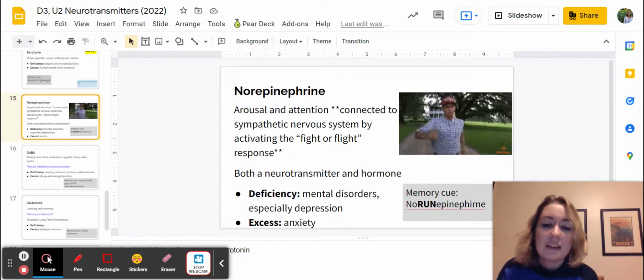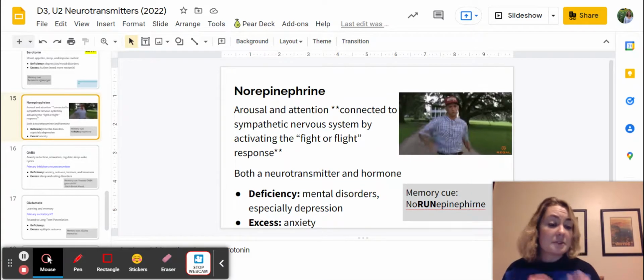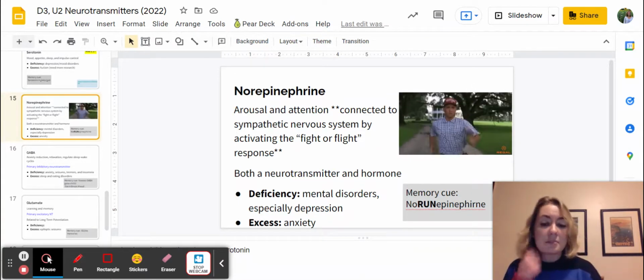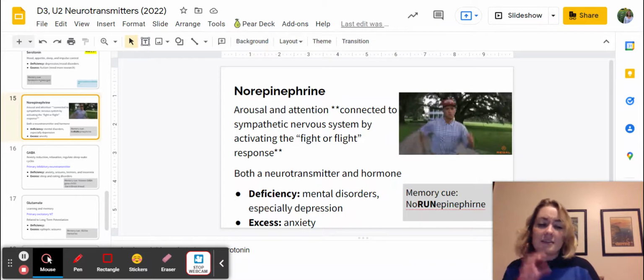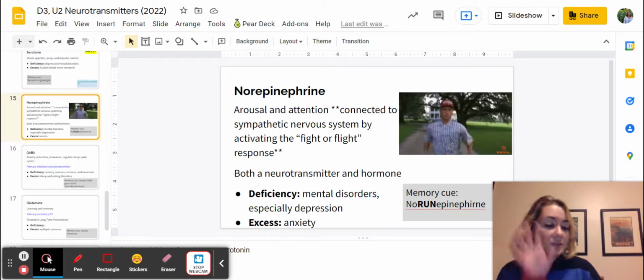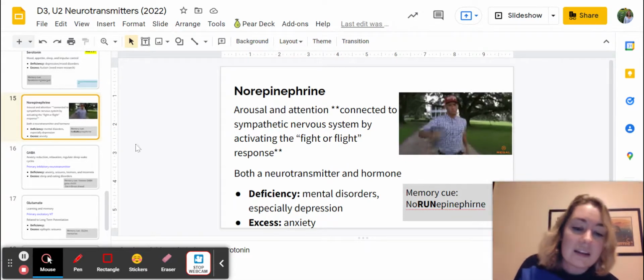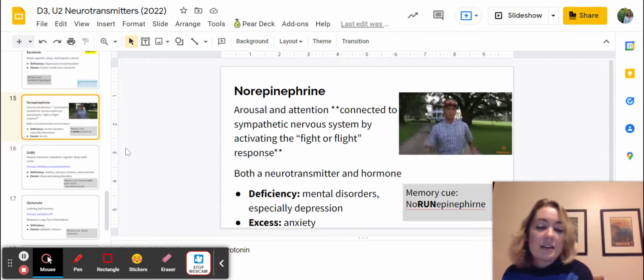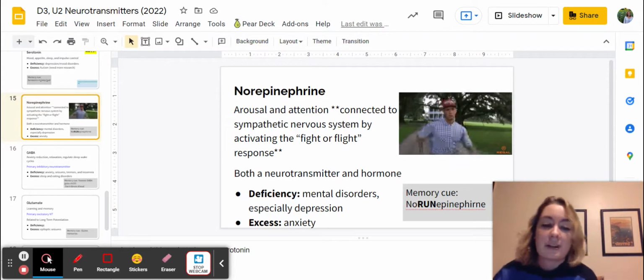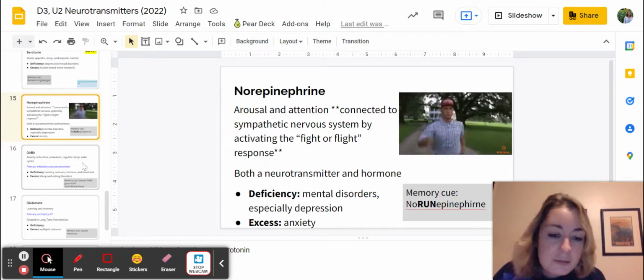So anxiety is very much tied in with a lot of norepinephrine, like we have that fight or flight response but it never got turned off. We never really went into the parasympathetic mode. We're in constant activation of the sympathetic, so we have too much norepinephrine and we're going to have to tone that down. Memory cue to remember that it's tied in with this whole fight or flight response: run-epinephrine, right? Fight or flight, you're going to run away and flee from whatever's going on.